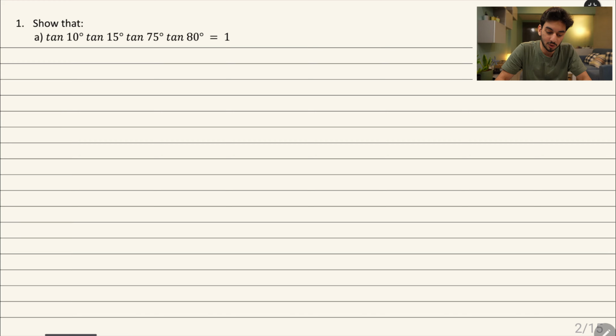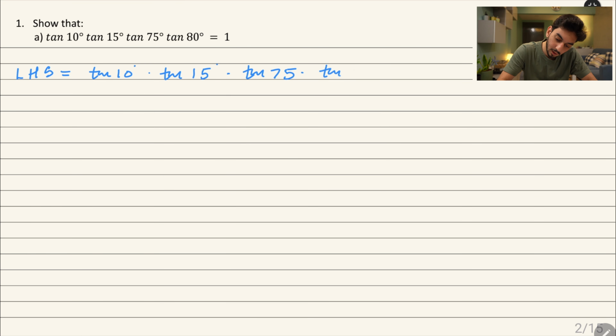So over here this question says, show that tan of 10 degrees times tan of 15 degrees times tan of 75 degrees times tan of 80 degrees is equal to 1. Now obviously I'll be starting with the left hand side. Okay, so in my left hand side I can see there are few angles that are complementary. Okay, we'll see what those complementary angles are. Let me just write this thing, tan 75 into tan of 80.